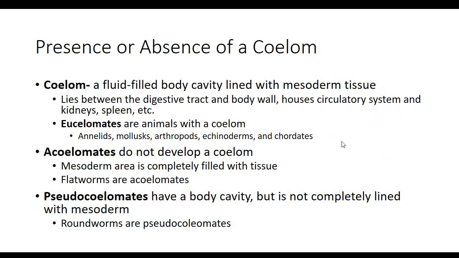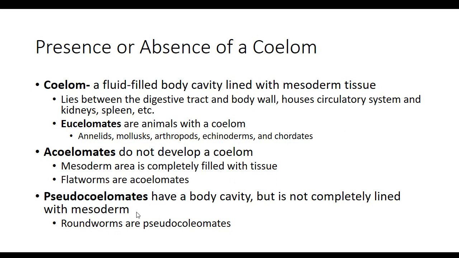This word coelom, that's the body cavity that was mentioned earlier, that most animals have. So a fluid-filled body cavity lined with mesoderm tissue. So that in animals like us, that's where many of our internal organs are, in that coelom. Some animals don't have that. So like flatworms have no coelom. They have no body cavity. Their body is just solid tissues.